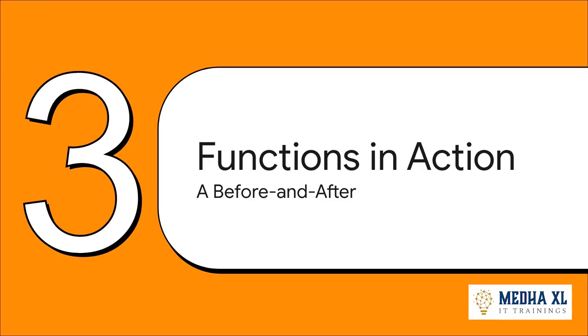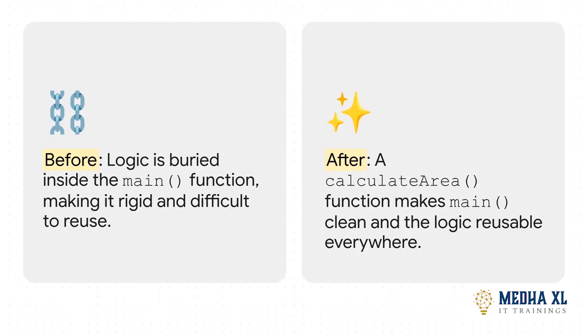All right, enough theory. Let's actually see this in action. Because seeing the transformation from messy code to clean code, that's when it really hits home. So let's check out a quick before and after. Okay, take a look here. On the left, we've got the before. See how all that math for the circle's area is just stuck right in the middle of main? It works, sure, but it's clunky.